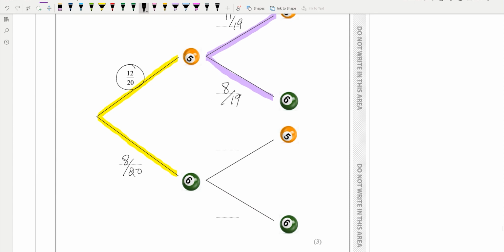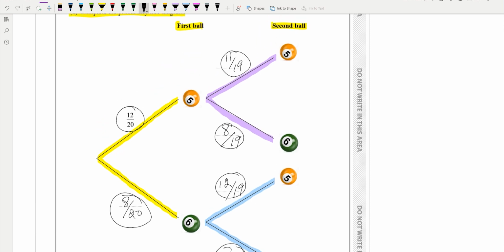And for the second branch, if a 6 ball is taken out first, then this branch for 5 will remain as it is, which is 12 balls out of the total. Now it is 19 because one ball is already taken at the previous level. So the remaining will be the 6 ball. If a 6 ball is taken earlier, this branch will have a probability of 7, because the total was 8 and 1 is gone, so 7 out of 19. So we have completed the probability tree diagram with the probabilities written on the branches.